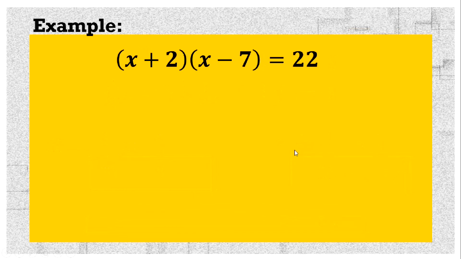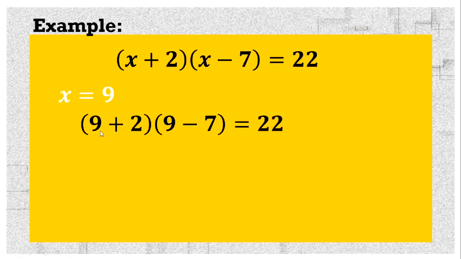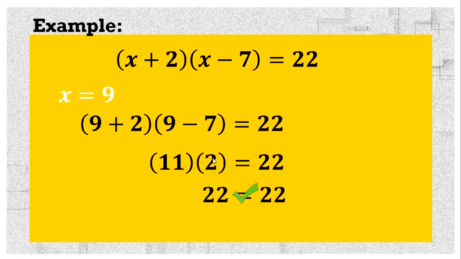So again, we may check our answer by substitution. When x is equal to 9, so we have quantity 9 plus 2 times quantity 9 minus 7 is equal to 22. 9 plus 2 is 11 and 9 minus 7 is 2. And 11 times 2 is 22, which is correct.